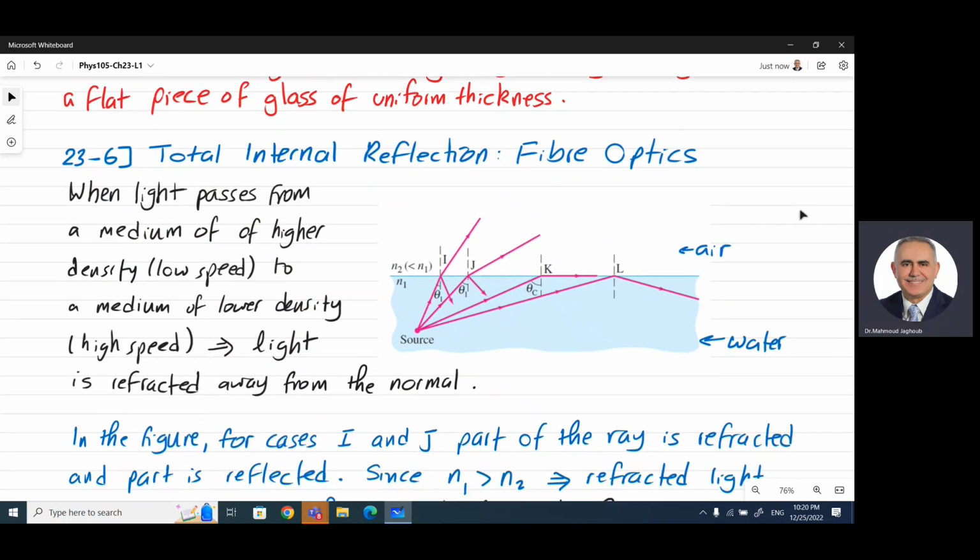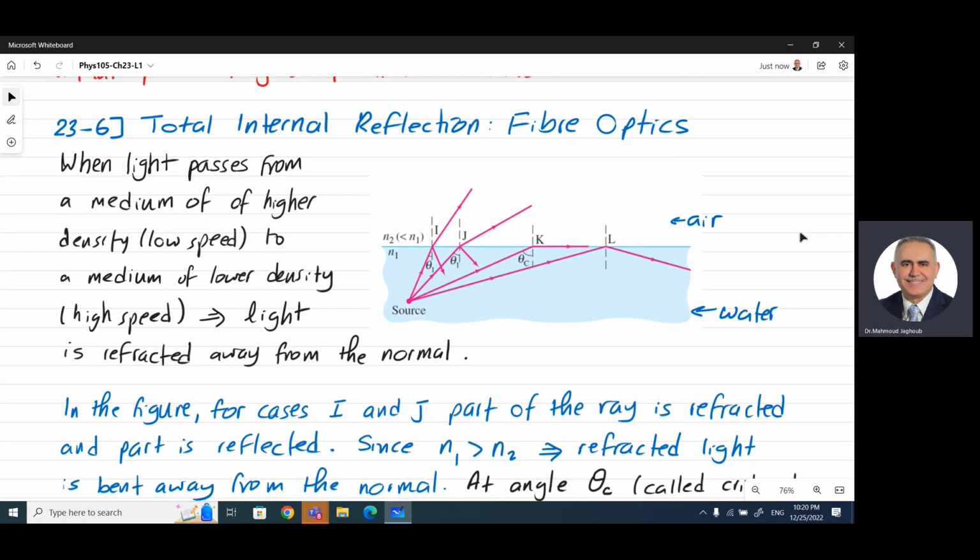Now let's come to another idea, which is a common idea and has very important applications in medicine and in communications. This is called total internal reflection. Total internal reflection. And this happens in many things that they use, called fiber optics.